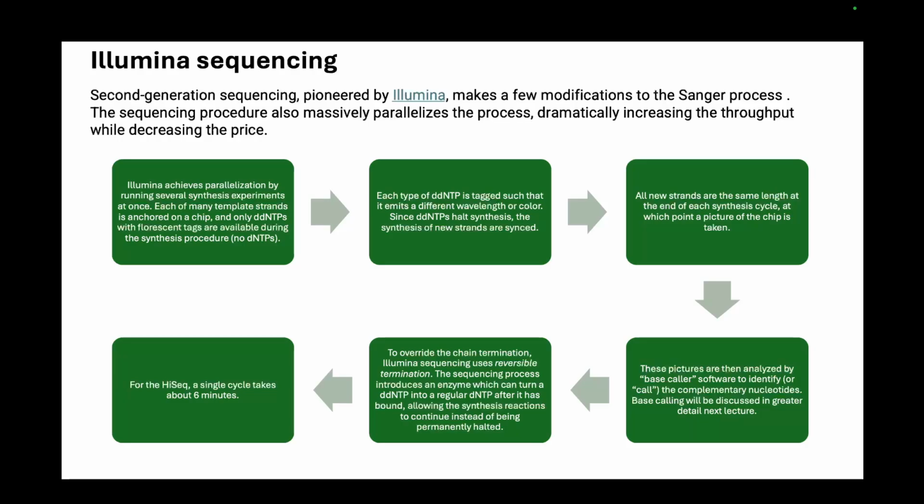Each of the many template strands is anchored on a chip, and only ddNTPs with fluorescent tags are available during the synthesis procedure. No dNTPs are there. So any ddNTP will come and attach to the strand using the DNA polymerase. That will be the end of that strand, because after a ddNTP has been added, you cannot add anything else. Each type of ddNTP is tagged such that it emits a different wavelength or color, and depending on this wavelength or color, you identify what ddNTP has been added.